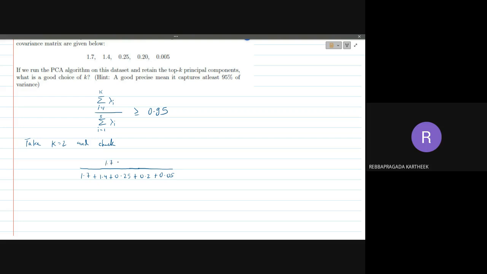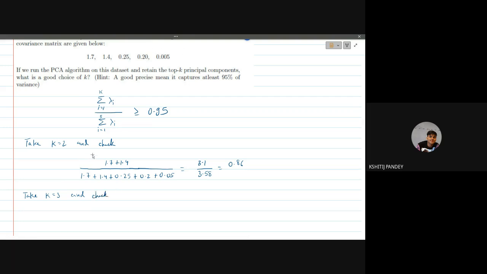So 3.58. Okay, sum of all is 3.58. And what is the sum of the top two? 3.1. So here 3.1 divided by 3.58. So this is equal to 0.86. Okay, so we'll take k equal to 3 and check.